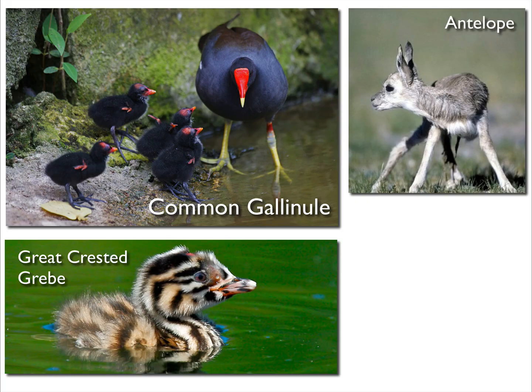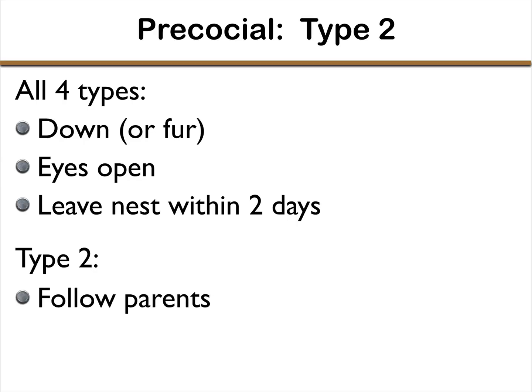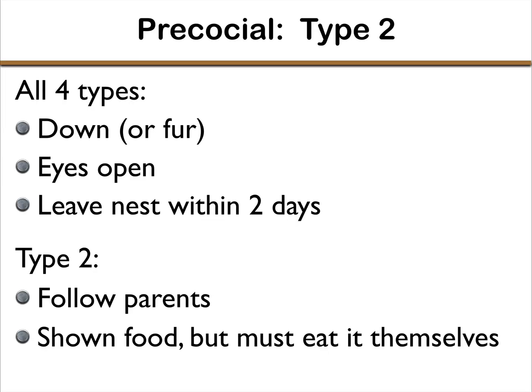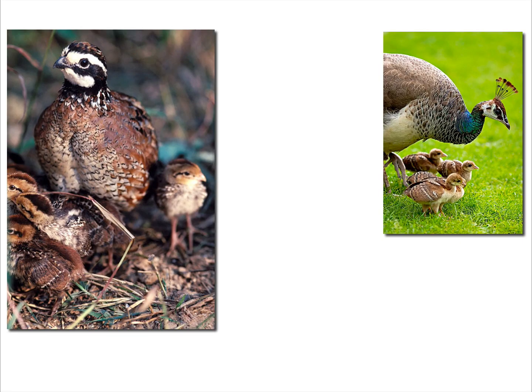So the common gallinule, which you see in the upper left, the great crested grebe down below that, try to fit a mammal in there, perhaps an antelope would work well for this category. Type 2, they follow their parents, they're shown food by their parents, and they got to eat it themselves. So the parents do show them food, but they're not going to feed them directly. You can say, guys, there it is, go get it or starve.